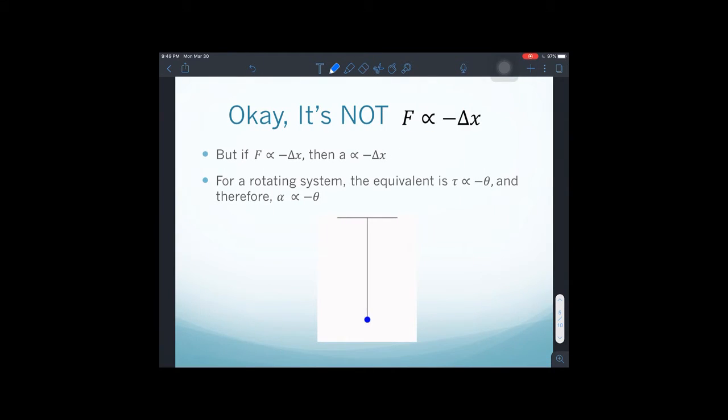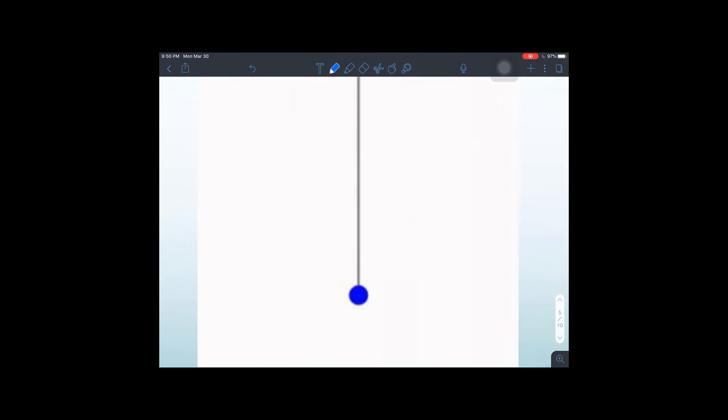Okay, so if the force is the same, then it doesn't change, so it's not inversely proportional to the change in x. However, the acceleration is. As we discussed earlier, here we have the force of gravity and the force of tension, and this only exists in the y. There's no x. So why is it simple harmonic?